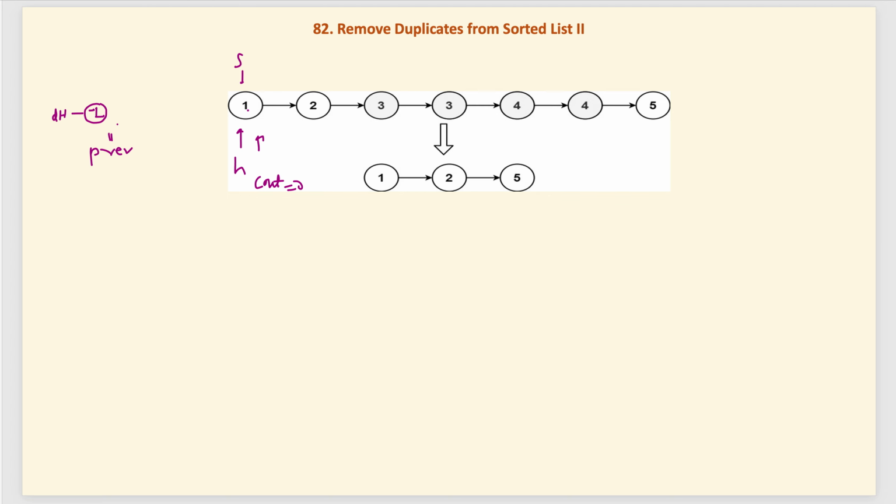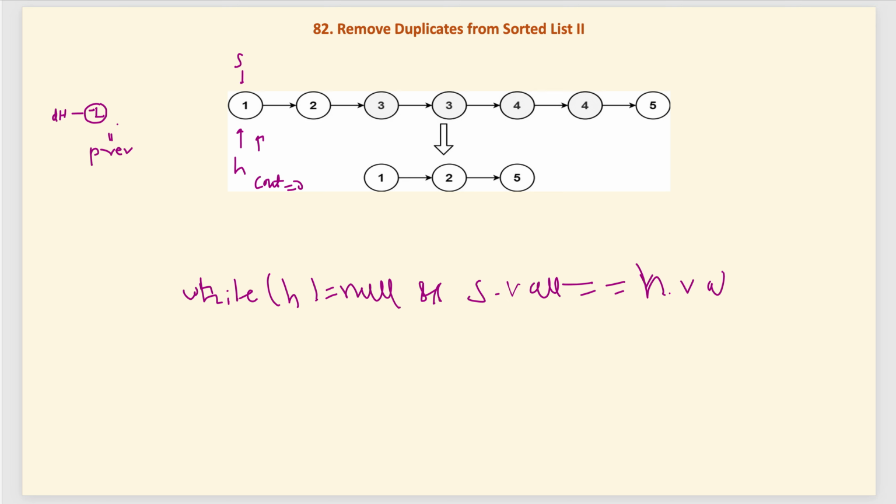Now we will keep trying while head is not null, and the value of start dot value is equal to head dot value. If this is satisfied, then we will keep moving the head pointer, head equals head dot next. We move the head to the next node and also update the count by 1, because this value appears as a duplicate, so we increase it. We will keep doing it until this condition is true.